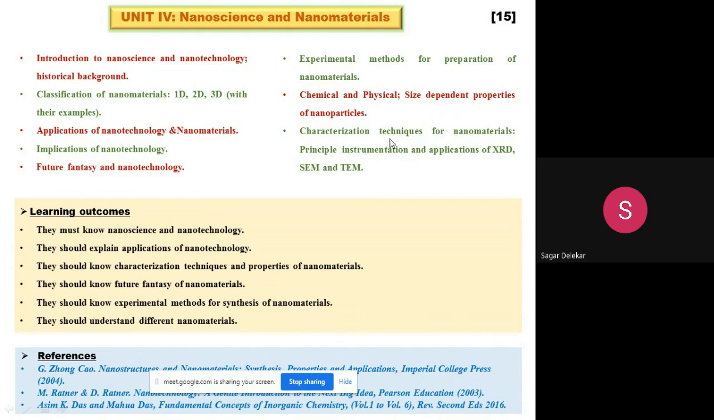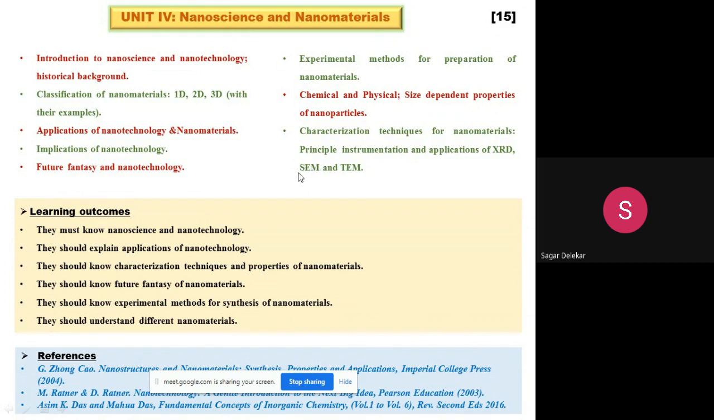Then characterization techniques of nanometals. So basically XRD, SEM and TEM. XRD reveals the structural properties, and SEM and TEM are the most important techniques. With the help of SEM, one can easily recognize whether the particles are in nano form or the bulk dimensions. SEM is the scanning electron microscope, and TEM is the transmission electron microscope. So you want to cover principle, instrumentation, and application.